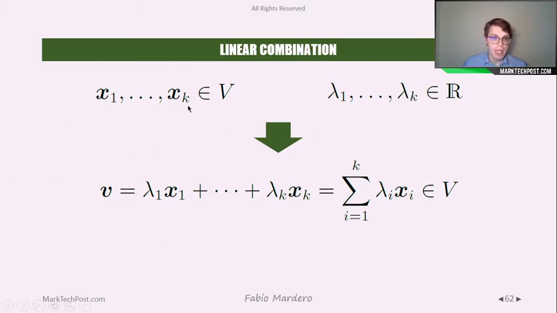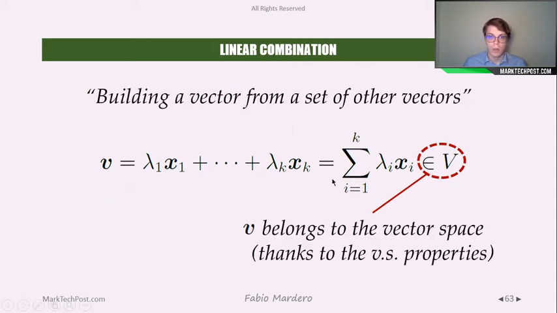Let's take k elements of V and k real numbers. We define linear combination as the sum of these vectors multiplied by their scalar numbers. We can do this, remember, always thanks to the vector space properties. In fact, this vector that is computed from this linear combination belongs to the vector space, thanks in particular to the distributivity property.